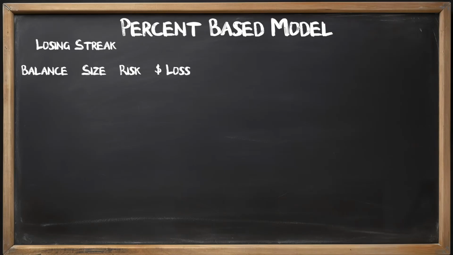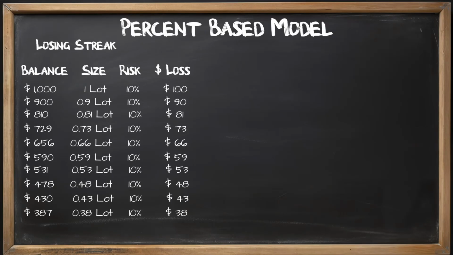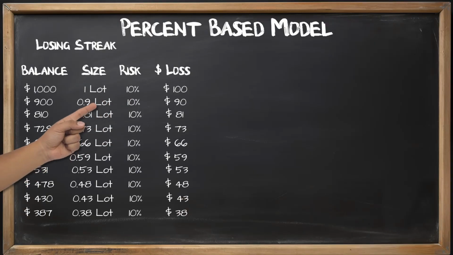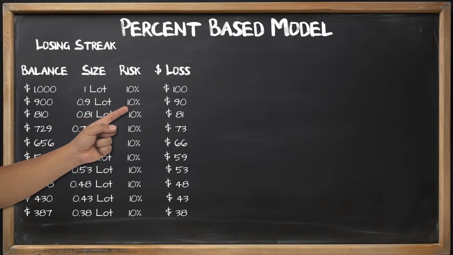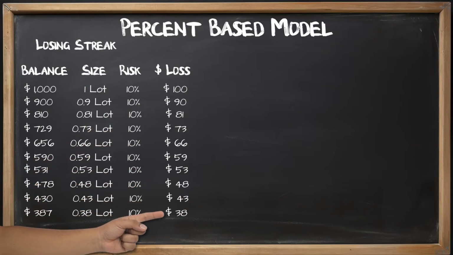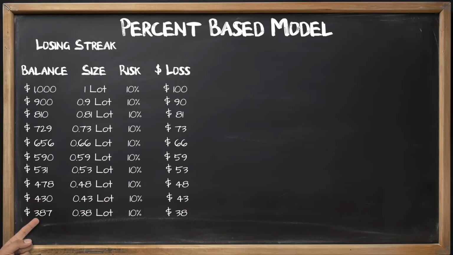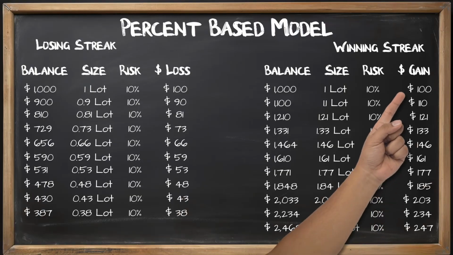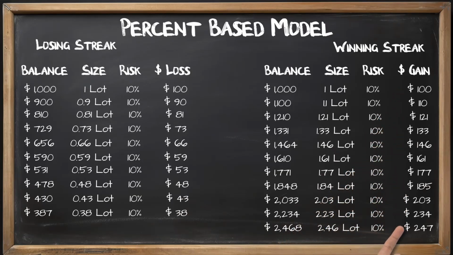The solution is a percent-based model. Instead of using the same lot size, you use the same percent. So again, on the first trade, it's 1 lot, which is 10% of the account balance. But after a loss, the next position is 0.9 lots, but it's still 10% of the account balance. After 10 losses in a row, the risk is only $38 and you still have money in your account. In fact, using this money management strategy, it's impossible to lose your entire account. But the really impressive part is on the winning side. After 10 wins in a row, your next win is over 2.5 times what it was when you started. The percent risk remains the same, but the dollar amount won increases. This is the definition of good money management.